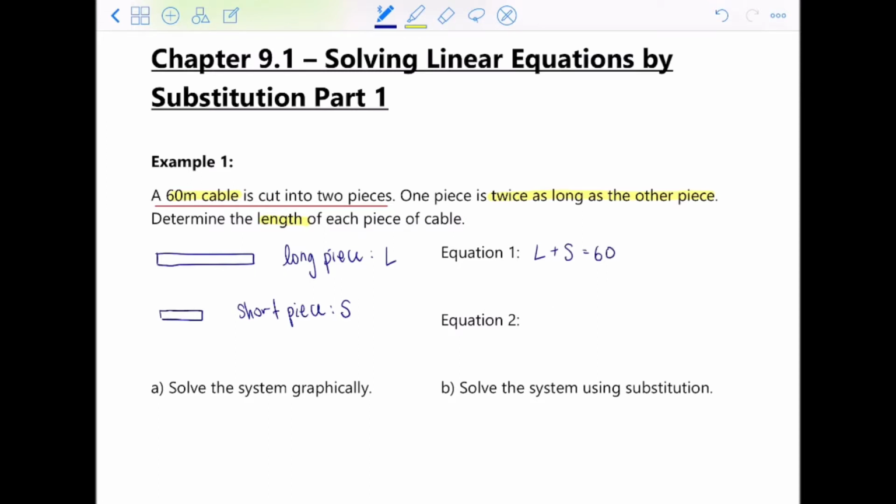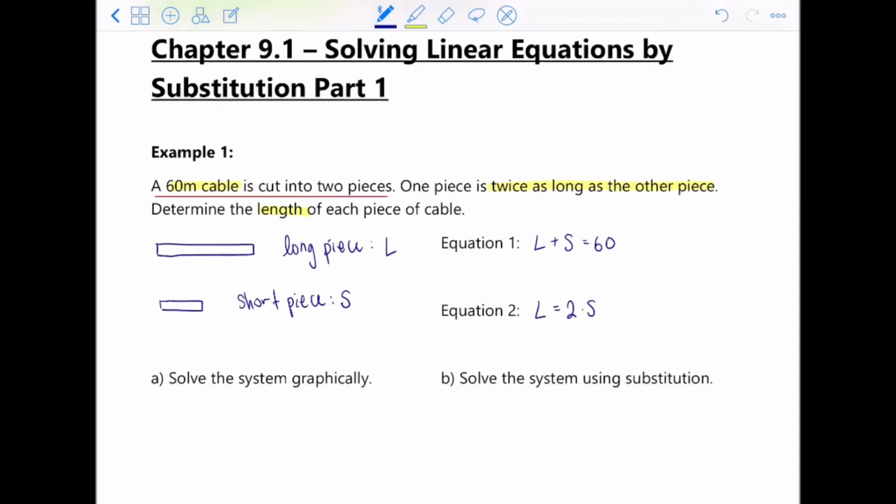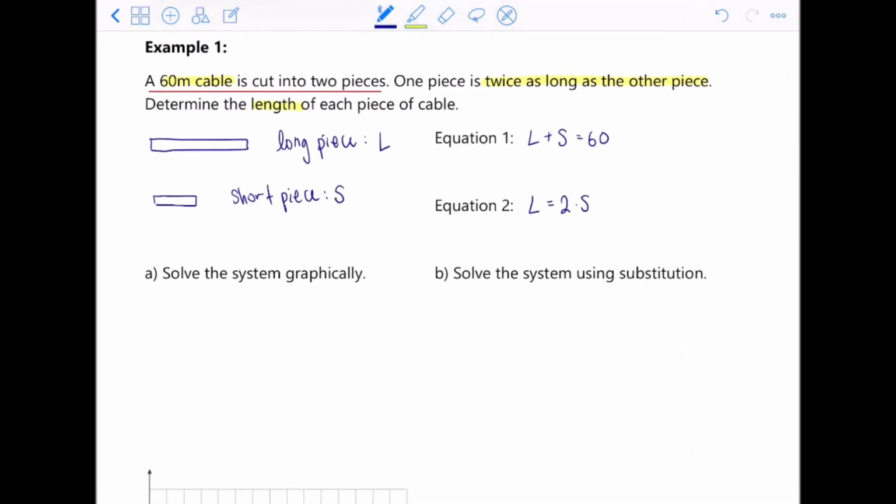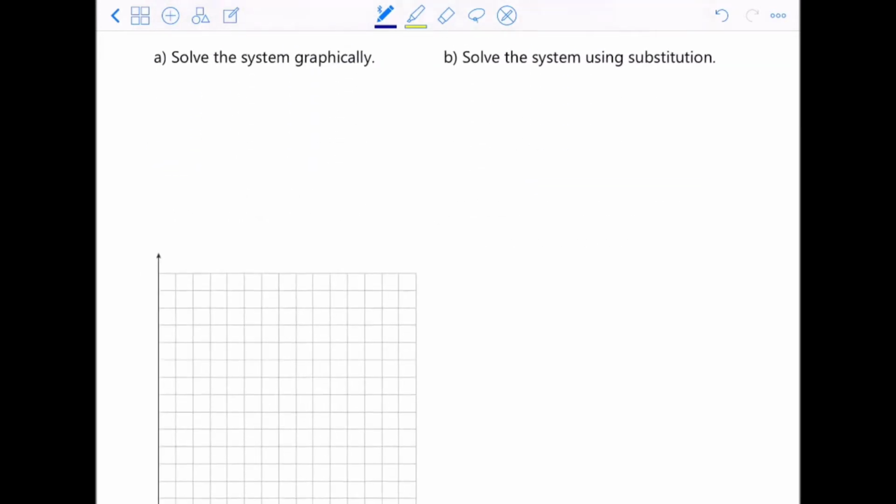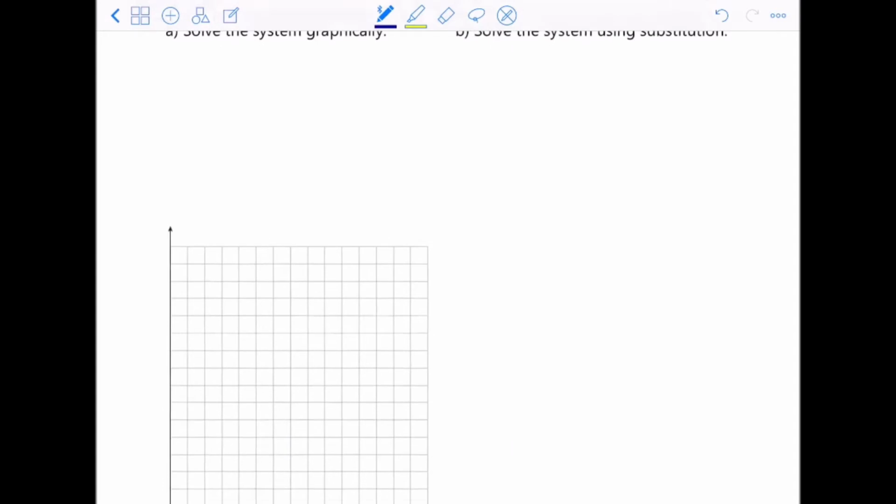Equation 2 comes from the second sentence here. One piece is twice as long as the other piece. Whatever is longer, so L, has to be twice as long as the short piece. So we came up with two equations. The question asks us to solve it graphically and by using substitution. Let's take a look at the graphical way first.